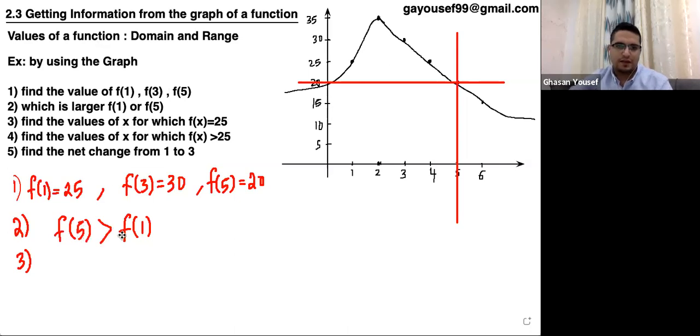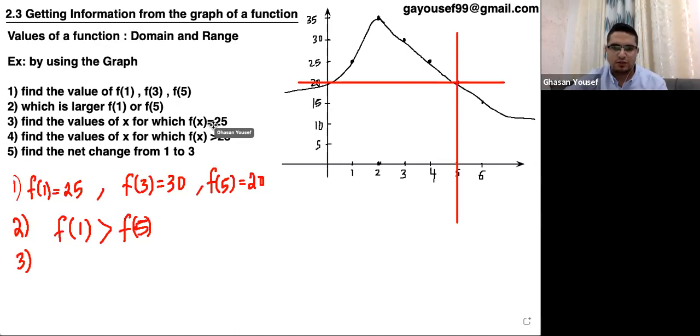Yeah, I'm sorry, f of 1 is greater than f of 5. Yes. F of 1 is 25 and f of 5 is 20. So f of 1 is greater than f of 5. That's correct. Now for question number 3, find the values of x for which f of x equals 25.